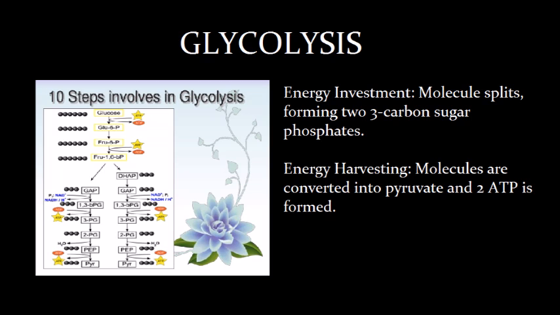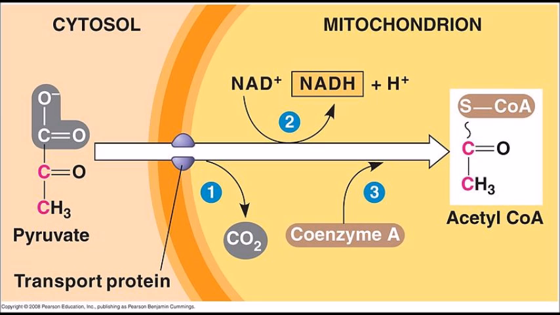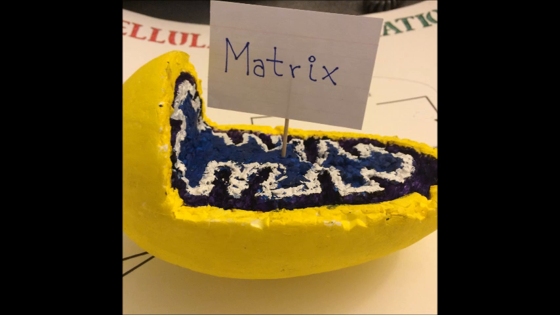Glycolysis is the energy investment phase. It is the process of cellular respiration by which carbohydrates and sugars, specifically glucose, are broken down, producing ATP and pyruvic acid. Pyruvic acid is made by glycolysis in the cytoplasm. However, pyruvate oxidation occurs in the mitochondrial matrix. That means, before chemical reactions can take place, pyruvate must first enter the mitochondria.